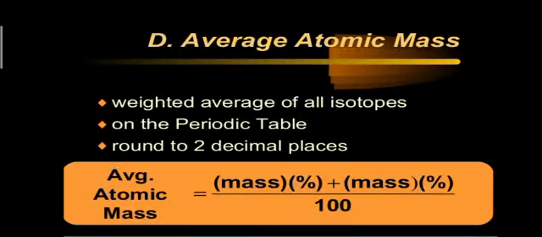So the average atomic mass is equal to mass into percentage abundance plus mass into percentage abundance. The first mass is for the first isotope and the second mass is for the second isotope, divided by 100. It depends upon the number of parts. For example, in a numerical, if we are given 10 parts, we will calculate it as mass into percentage plus mass into percentage divided by 10.